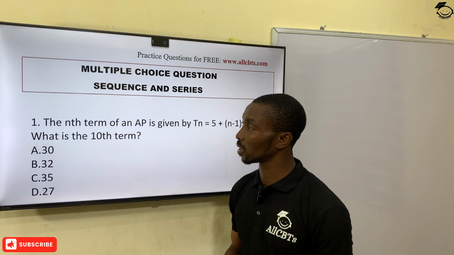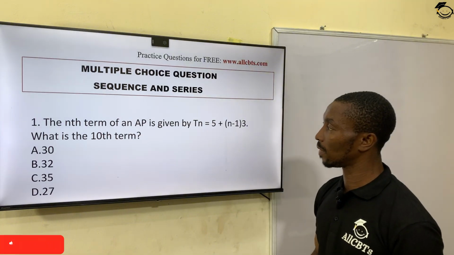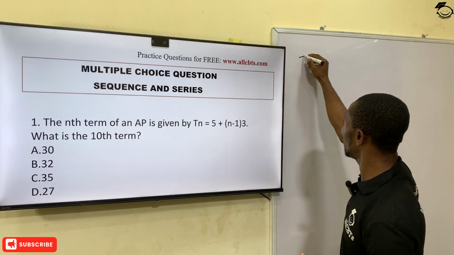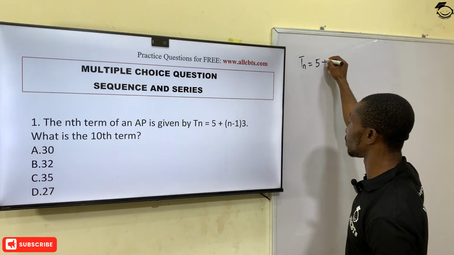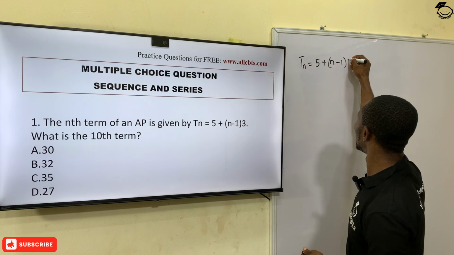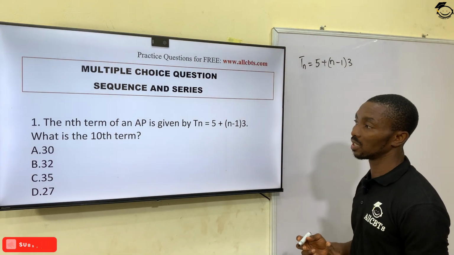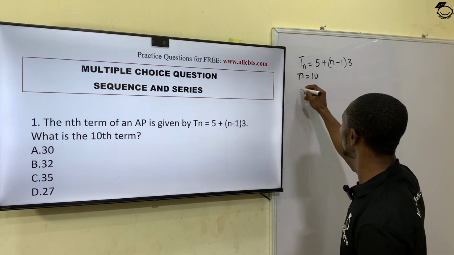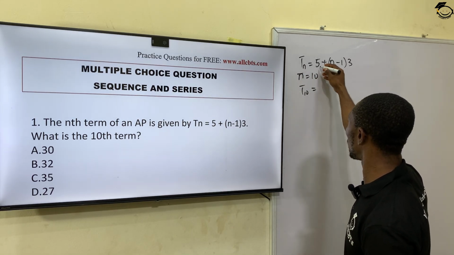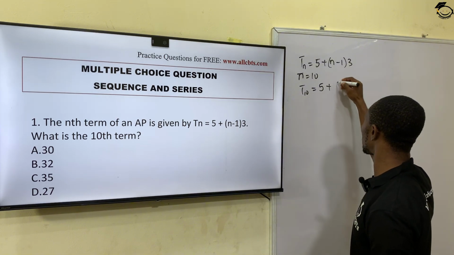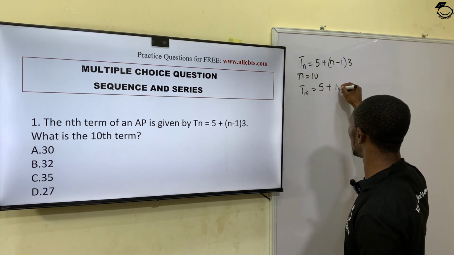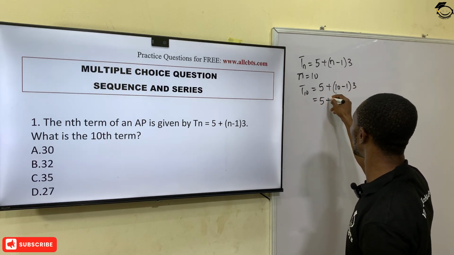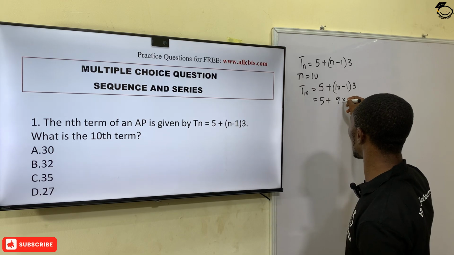Now, our first question says, the nth term of an AP, which is arithmetic progression, is given by Tn equals 5 plus n minus 1, 3. Now, what is the 10th term? So we are looking for T10, where n is 10. T10 equals 5 plus n, which is 10, minus 1 times 3. This will give us 5 plus 10 minus 1, which is 9, times 3.